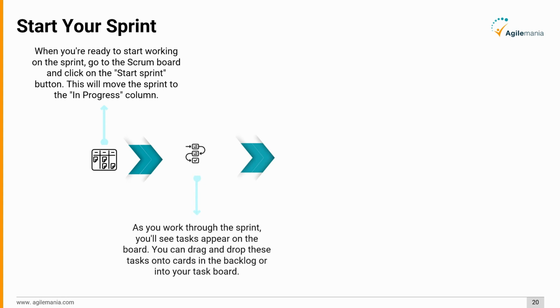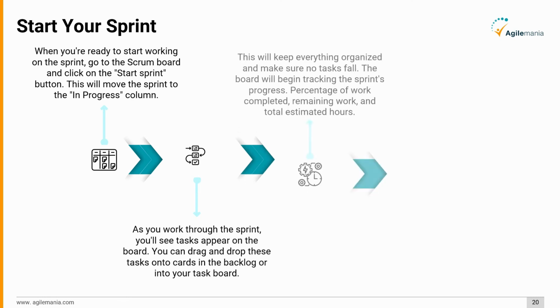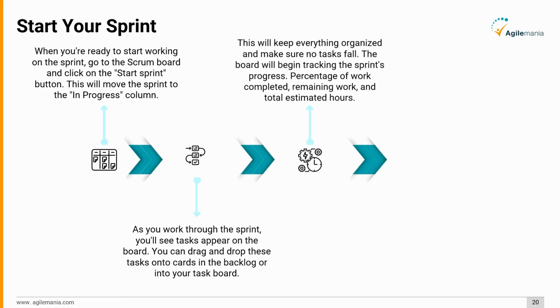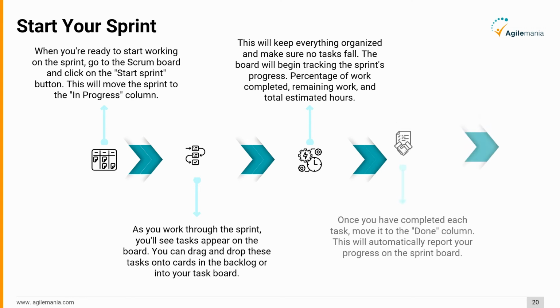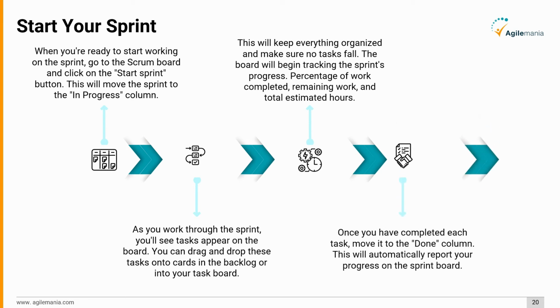You can drag and drop these tasks onto cards in the backlog or into your task board. This will keep everything organized and make sure no tasks fall through the cracks. The board will also automatically begin tracking the sprint's progress. You can see the percentage of work completed, remaining work, and total estimated hours. Once you have completed each task, move it to the Done column. This will automatically report your progress on the sprint board.